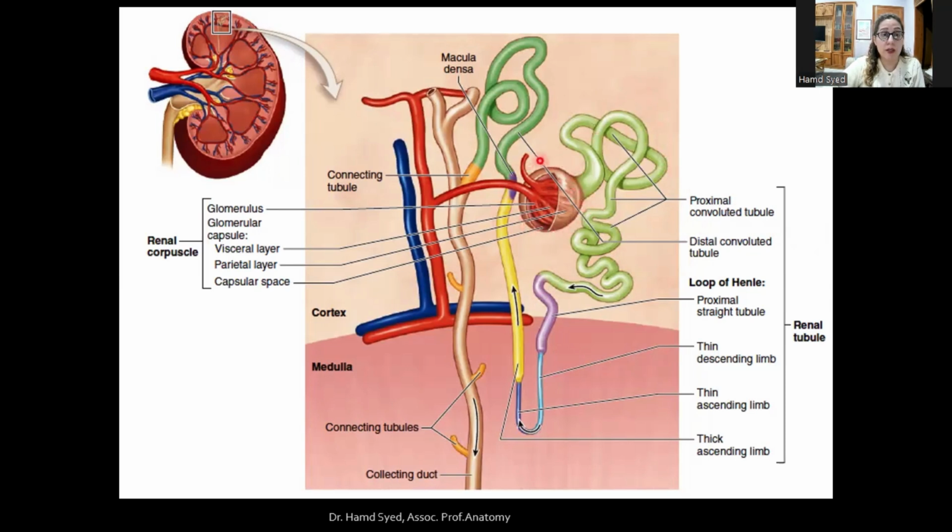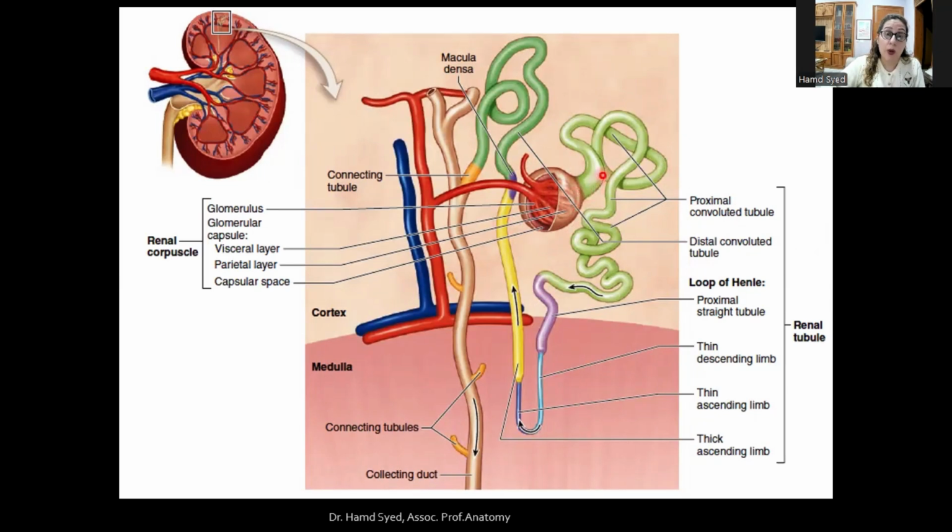This over here is the renal corpuscle, and this renal corpuscle in turn consists of a tuft of capillaries known as the glomerulus, surrounded by a capsule which is known as the Bowman's capsule. We'll be talking about its structure in detail later on. Let's look at the other parts of the nephron.